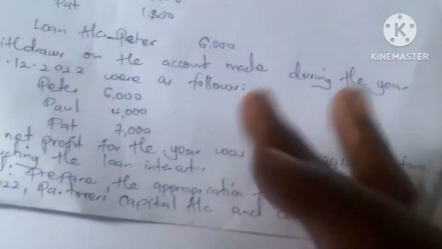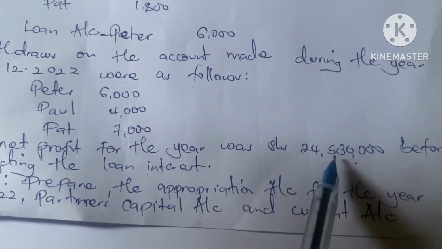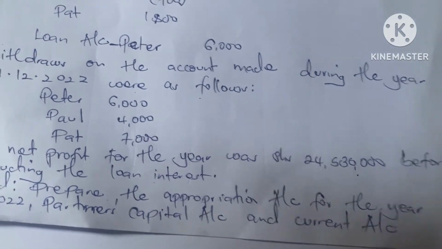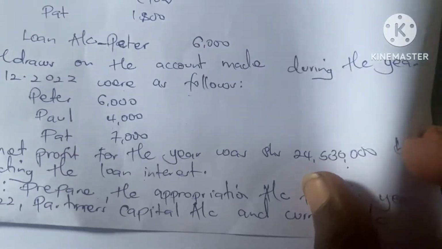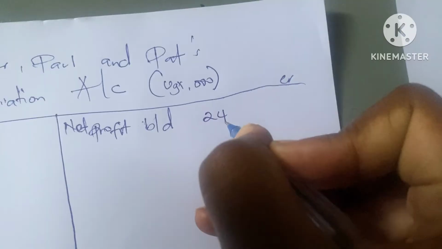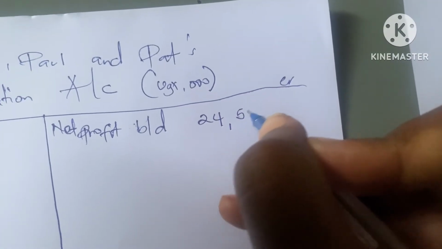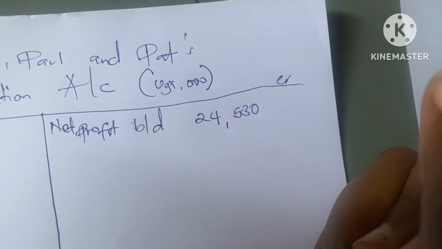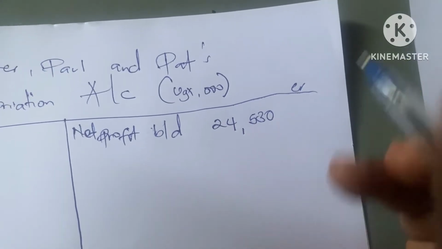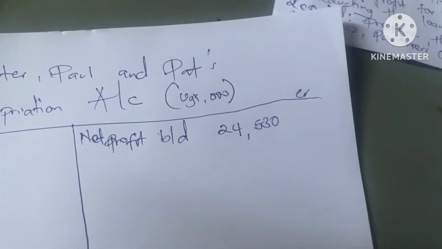So net profit balance brought down. Here they have told us the net profit for the year was this. So that is the net profit brought down. It's going to be 24530, like that.